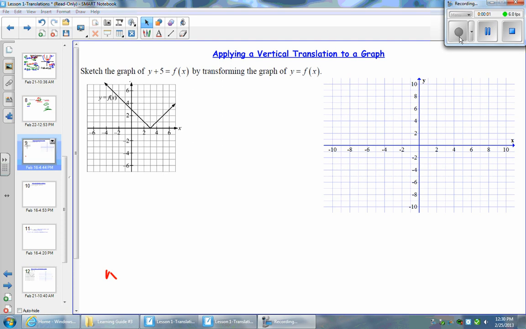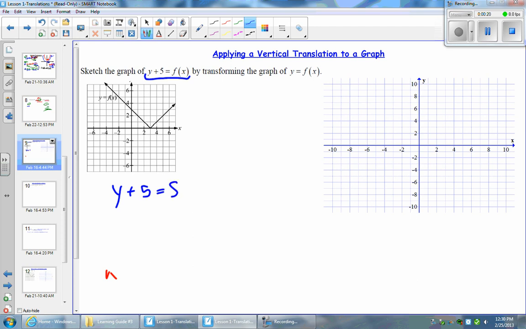All right, in this lesson, we're going to perform a vertical translation on a given graph. So here is the original graph, and what we want to do is transform it to this function right here: y + 5 = f(x). So the first thing you want to do is identify the transformation.